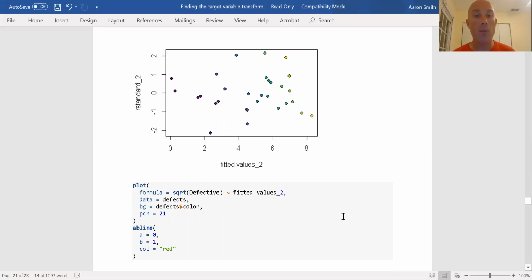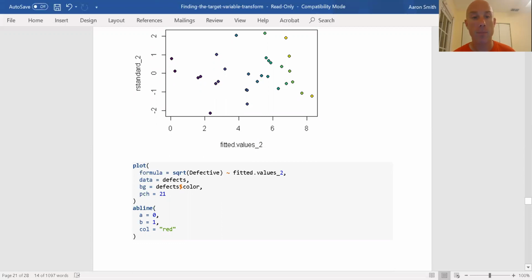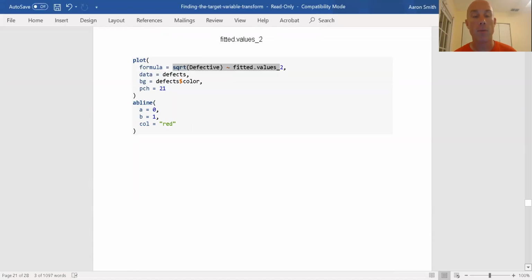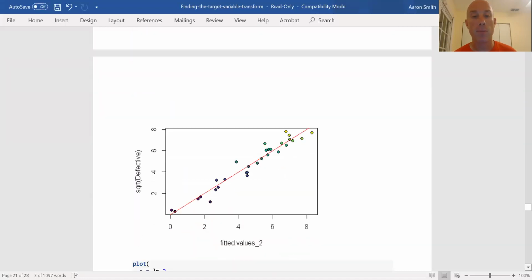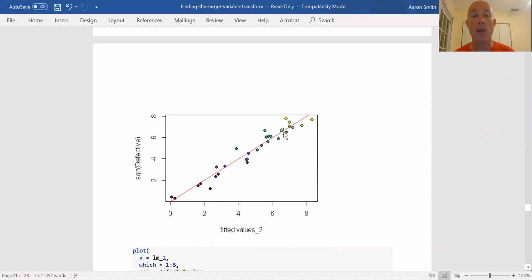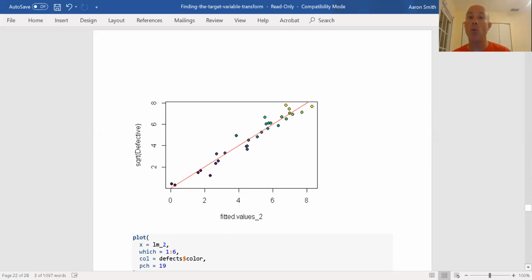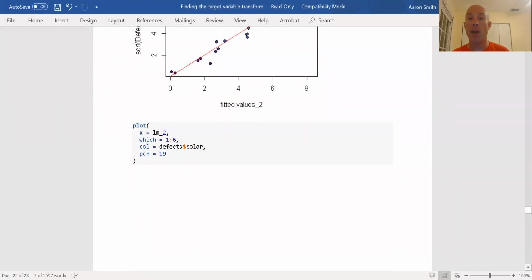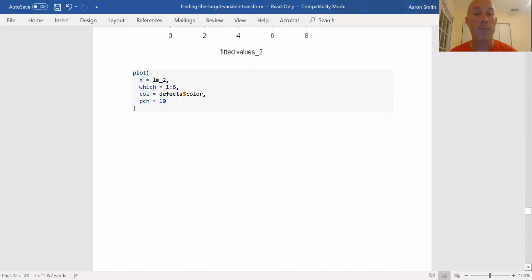All right, so now let's go ahead and plot the square root of defective by the fitted values. Now this looks much better. I don't see anything that could be interpreted as curvature away from the line. I'm feeling good. I think that this was a good model to go with. Now that we feel comfortable with this model, let's go ahead and do some other model diagnostics, like the standard diagnostic plots.